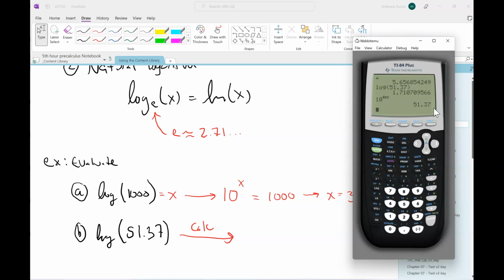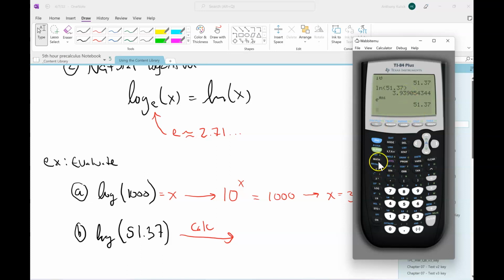Everybody's cool? So the common log button is right there on your calculator. Right below the common log button is the natural log button. If I wanted to do the natural log of that number, I just type it in. What is this number meaning? That's the power of e that should give me 5137.